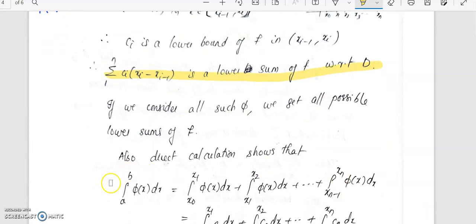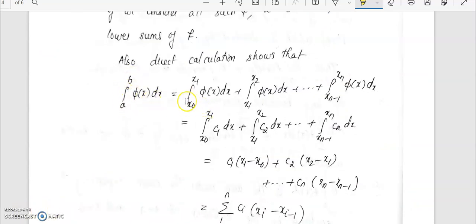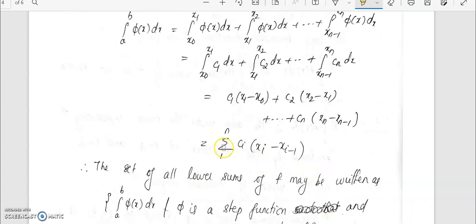And if you look at integral a to b pi of x dx, that can be written as x naught to x1, and so on, using the divisions. In the first subinterval pi of x has value c1, in the second interval c2, and in the last interval cn. So that will be c1 into (x1 minus x0), then c2 into (x2 minus x1), then cn into (xn minus xn minus 1). So that is summation 1 to n of ci into (xi minus xi minus 1).